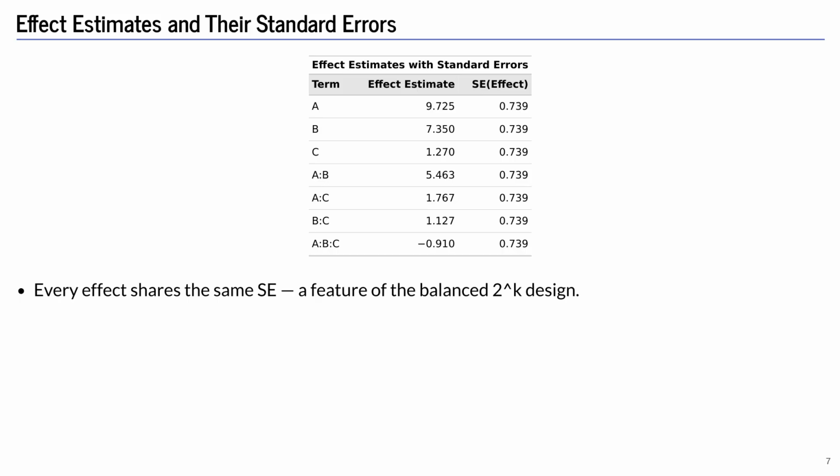Now look at the standard error column. Every single entry is 0.739. This is the elegant property of the balanced 2 to the k factorial. One standard error characterizes the precision of every estimate in the table simultaneously. You compute it once, and it applies everywhere. Already, you can see that A and B are large relative to their standard error, while C and the higher order interactions are much smaller. But we need a formal test before we act on that impression.